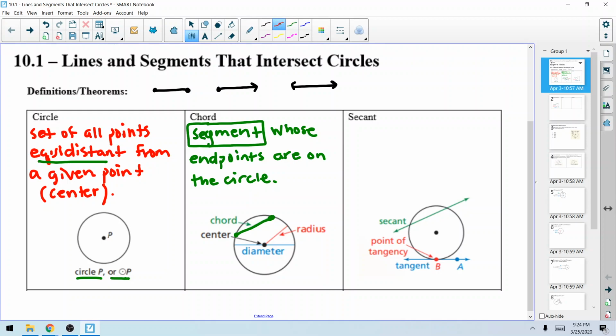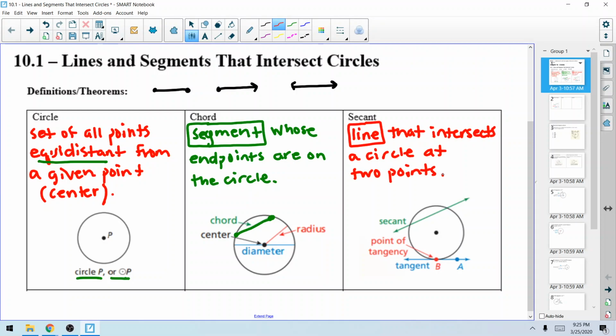Next one we're going to do is secant, and a secant is a line, and again I'm going to put that in a box, that intersects a circle at 2 points. Okay, so if we're taking a look at the picture, a secant is a line, and keep in mind a line is going to keep extending, and it intersects the circle at 2 points. So it's similar to a chord, except for a chord stops versus a secant continues to go.